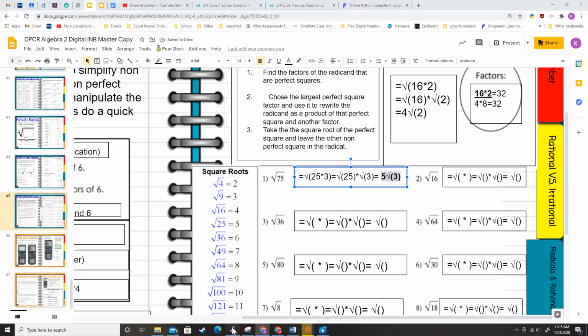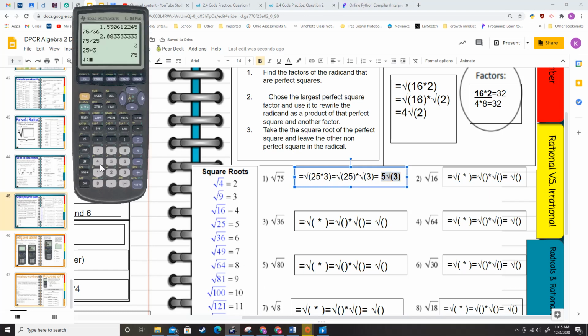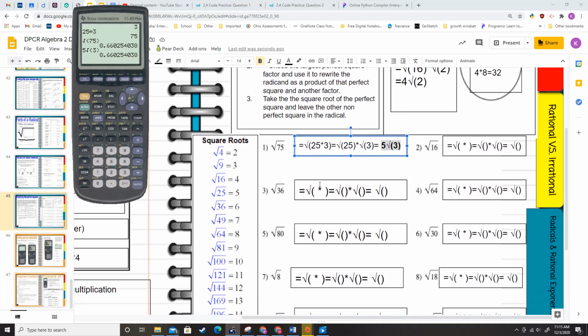And as always, we can go through and check it by running it in the calculator. So the square root of 75 is this. And 5 times the square root of 3 gives us that same decimal. So we're good. All right, next one.